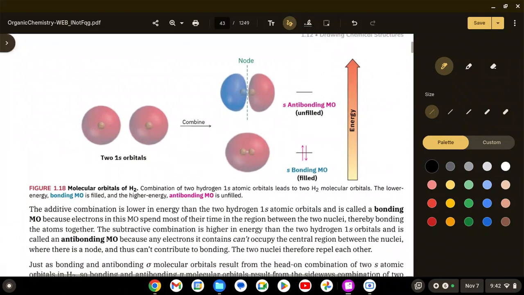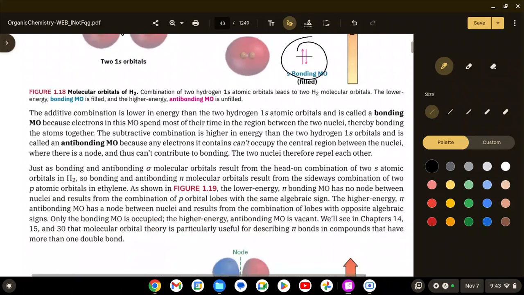So you have two 1s orbitals, you add them together, and so you create two possibilities, the bonding and the antibonding. But the electrons are going to fill the lower energy first, and since there are two valence electrons, they fill that first energy level first. If you add energy to the system, that's how the bond breaks. However much energy it takes to break the bond is how much energy you need to fill those orbitals. So, cool stuff.